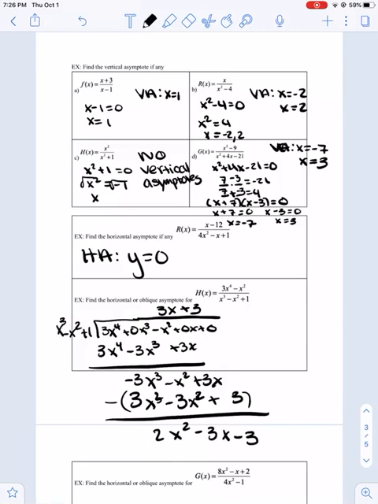So we have an oblique asymptote at y equals 3x plus 3. It is whatever you came up with on the top up here. So y equals 3x plus 3 is the oblique asymptote.